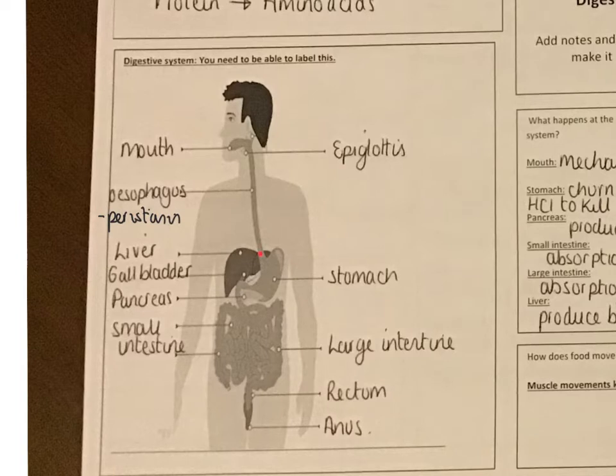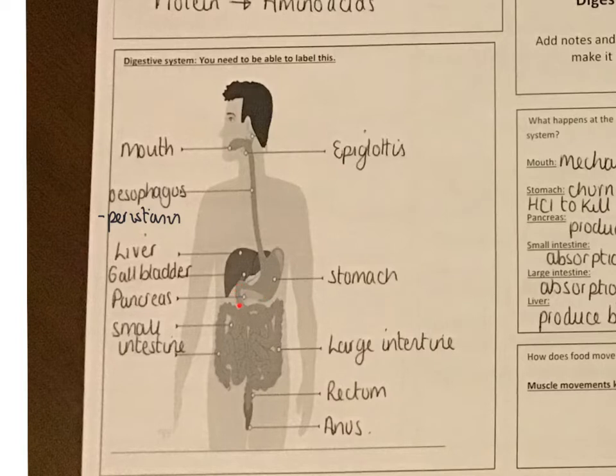Then at the bottom, we have our stomach. Okay, next to the stomach we have our liver, and in front of the liver we have our gallbladder. It's very, very small, quite hard to see, but it is there. Then I'm going to go through what the functions of them are after. Behind the stomach and the liver then we have what looks like a leaf, and that is our pancreas.